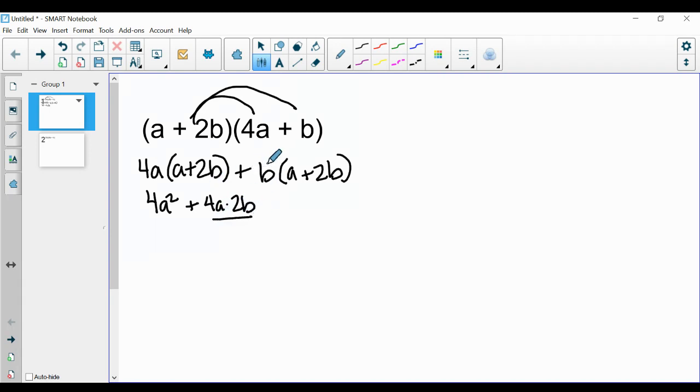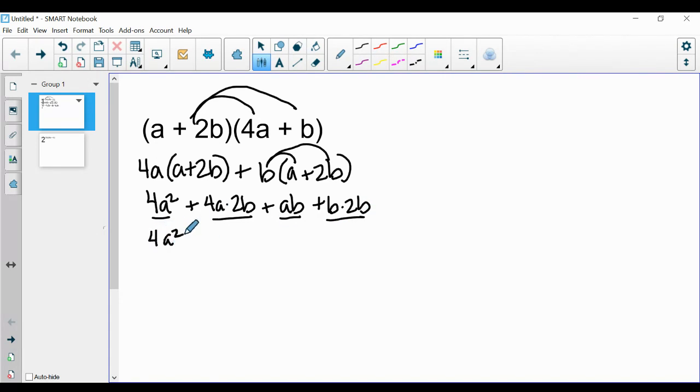I'm going to take this B and multiply it by the A, so we have A times B. And I'm going to take this B and multiply it by 2B, so I'll have B times 2B. You'll notice that on almost all of these, you end up with 4 terms. Now, of course, this isn't quite simplified.